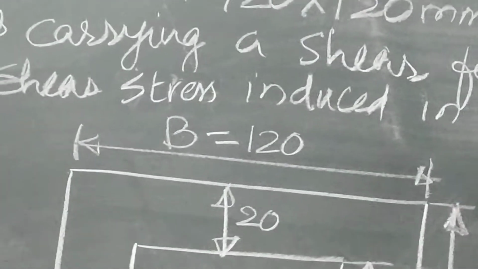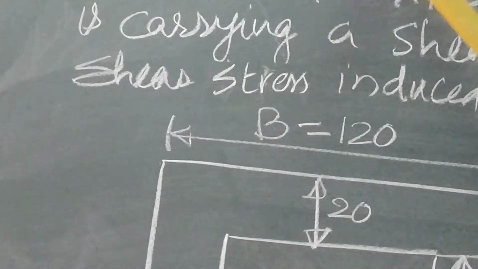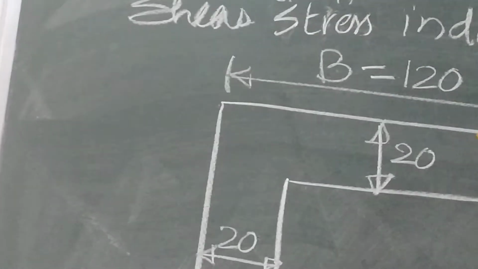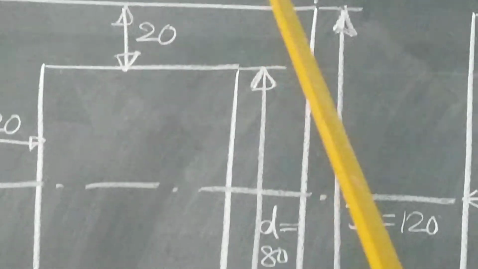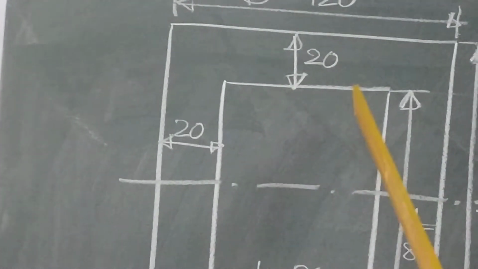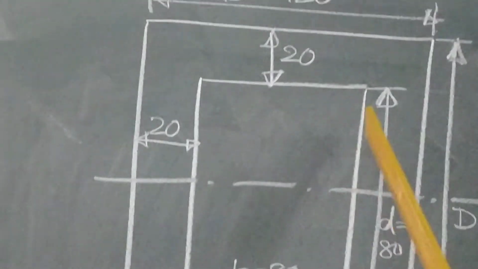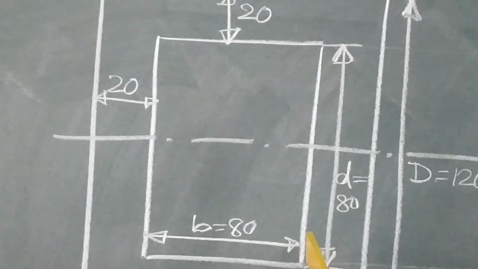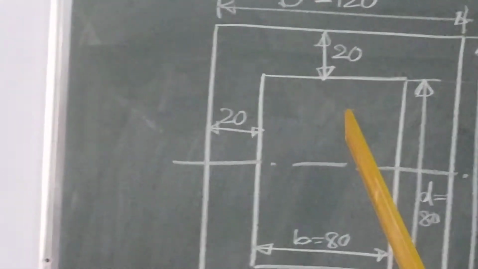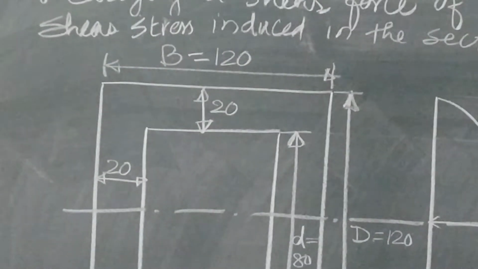Though it is a hollow square section, though it is written as rectangular, 120 by 120 is nothing but a square section. So, this is 120 by 120, thickness is 20, that means 80 plus 20 plus 20 is 120. So, the inner dimensions would be 80 by 80. So, this is the diagram as asked in this numerical.